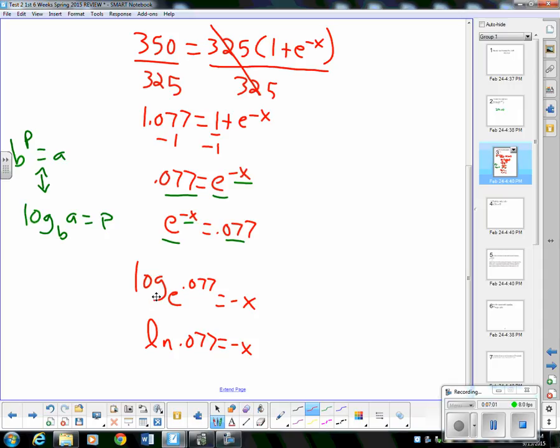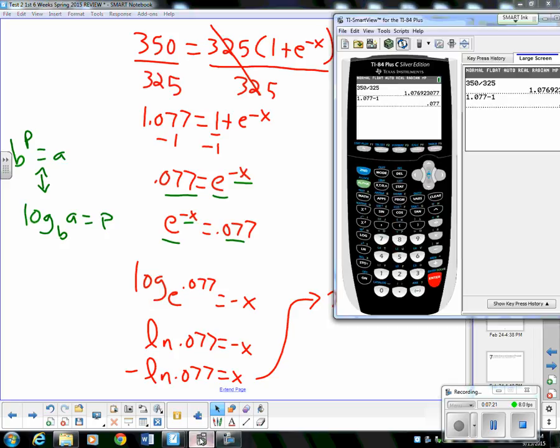All right, now notice that this thing is equal to negative x. We want it to equal x, so we're going to multiply both sides by negative 1. So we get the negative of the natural log of 0.077 is equal to x. Therefore, x is approximately equal to, pull the calculator up, the negative of the natural log of 0.077. And I get 2.563949857. And again, we're just simply going to round to 3 decimal places, so that's 2.564.